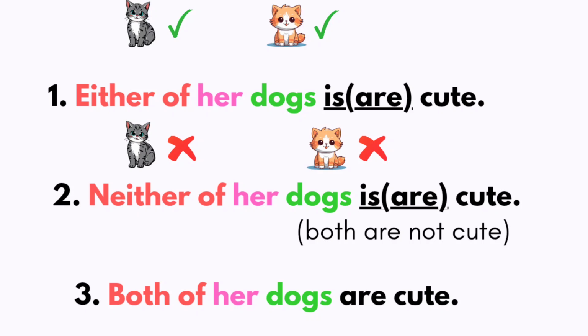So look at the third one. Both of her dogs are cute, which means both are cute. If you want to say 2 options are not suitable, 2 options are not considered, in that case we use neither. Okay. If you consider both 2 options, then use both. So we'll see another 2 examples.